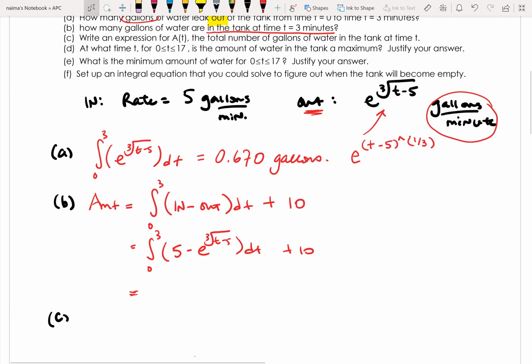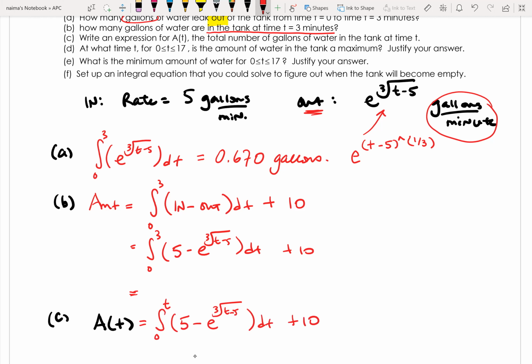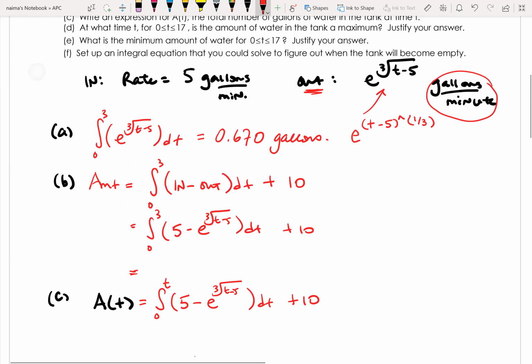Write an expression for A of t, the total number of gallons of water in the tank at time t. So you've already really done that in part B. So A of t for this one would be the integral from 0 to t of your in value minus your out value, cube root of t minus 5, and then dt, and then plus 10. So that's going to be your C part.